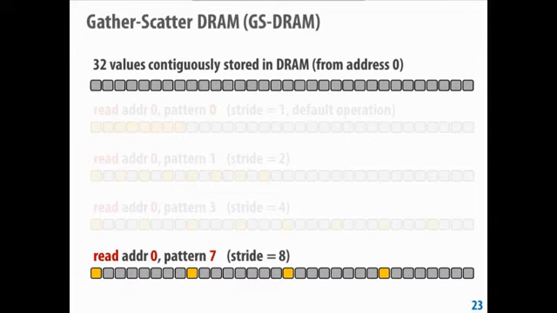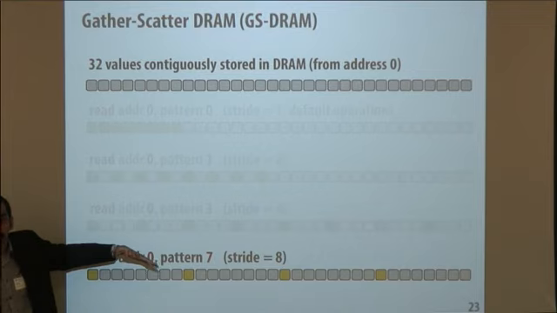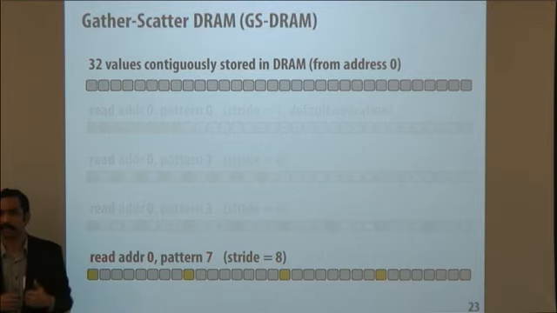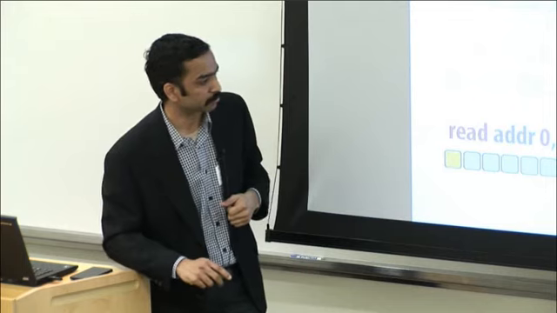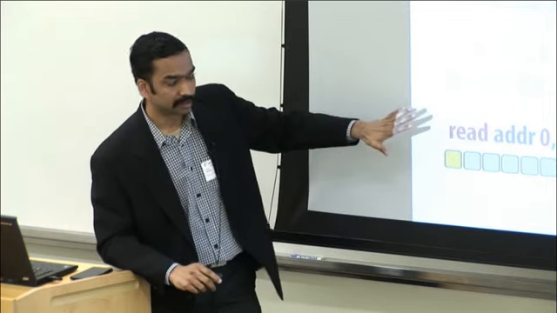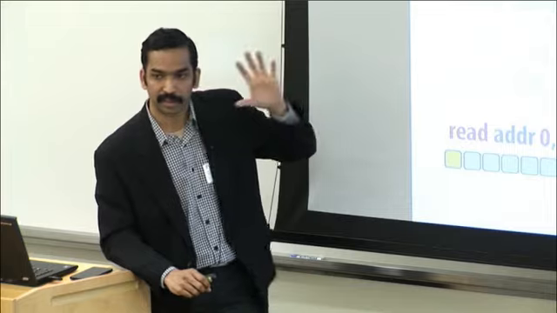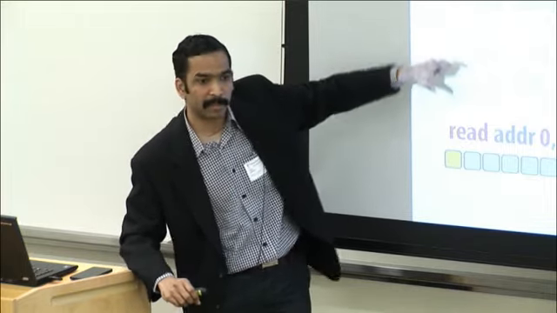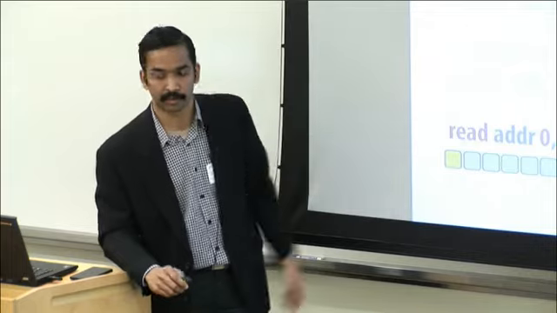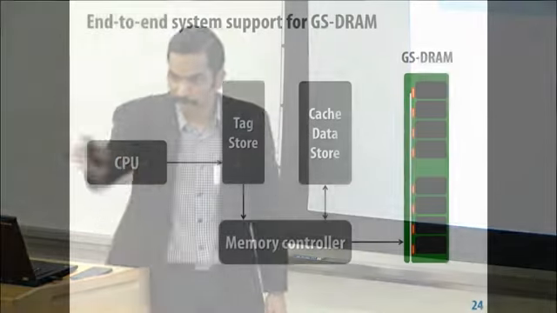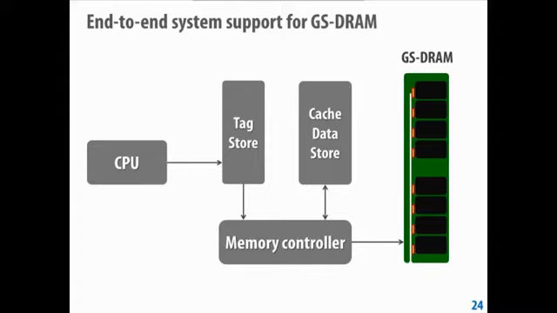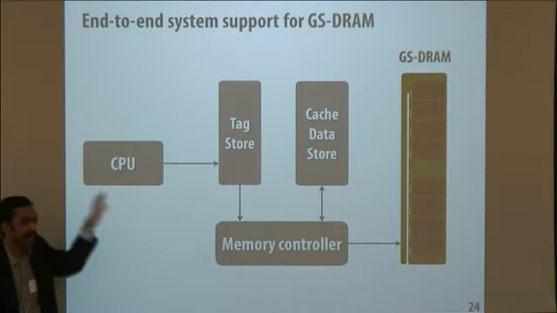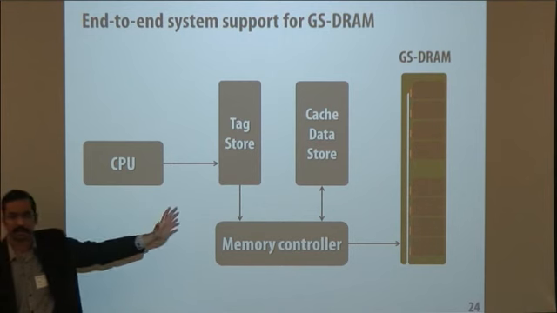And if you use a read with address 0 and pattern 7, you get a stride of 8. I'm missing a lot of patterns in between, and if you use those patterns, you extract values with different strides. That's the benefit of the mechanism: with a single layout in memory, just by changing the pattern ID, you can access different strided values from DRAM. Now, to answer Tunji's question on how this plays with the rest of the system stack: we have a DRAM substrate that can support different strided access patterns, but now we have to change the rest of the system stack to exploit it.